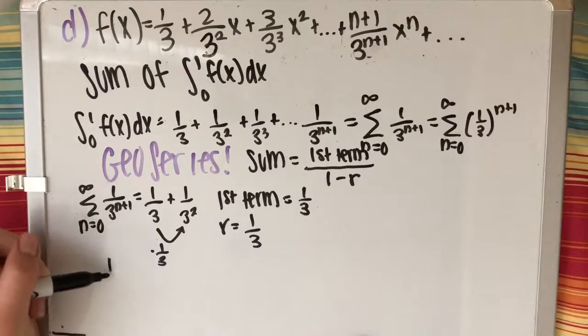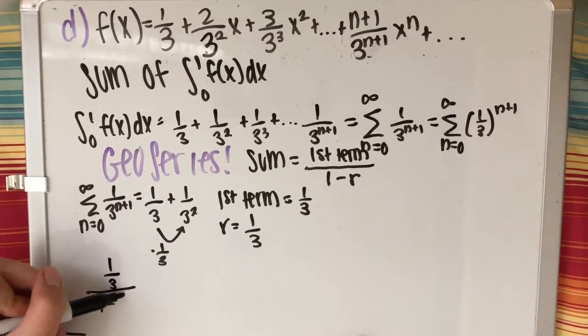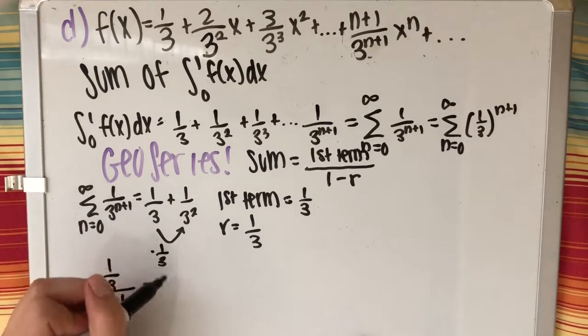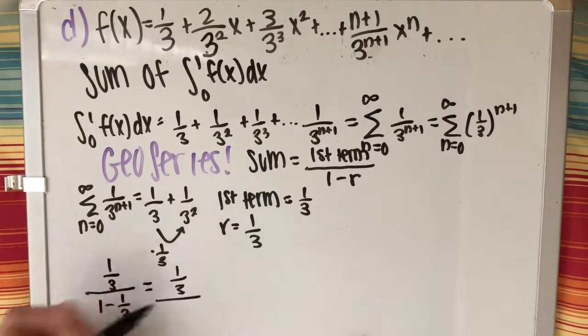Finally, we plug into our sum equation, so it's going to be 1/3 divided by 1 minus 1/3. That's going to be 1/3 divided by 2/3, which simplifies to 1/2.